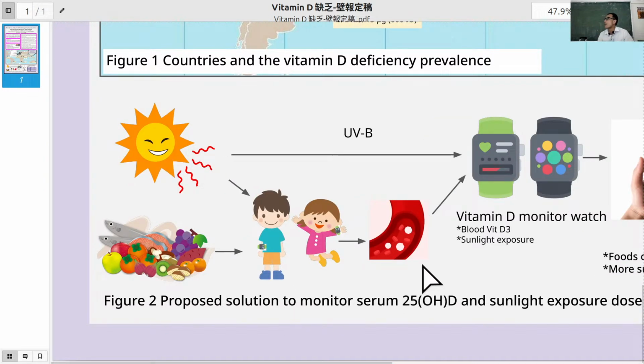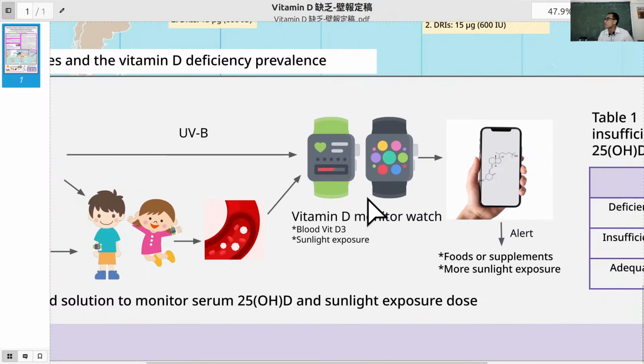I believe that this kind of watch, like an Apple Watch or a similar wearable device, can record the accumulation, how much vitamin D dose you receive every day. When people get sunlight exposure, the serum vitamin D is increasing. When people eat appropriate food, the serum vitamin D is also increasing. And this kind of watch can monitor the sunlight exposure.